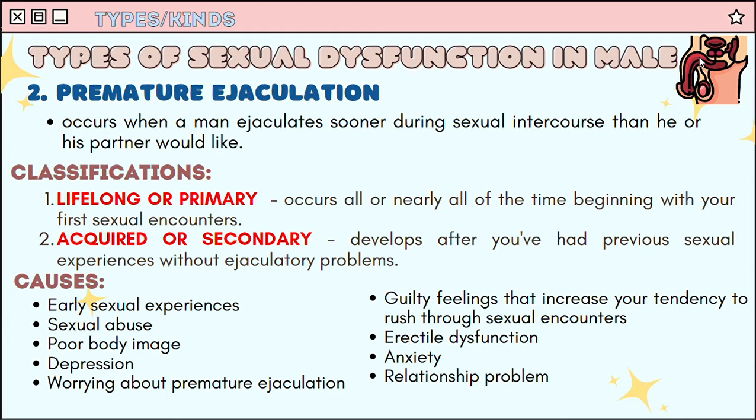So lifelong occurs all or nearly all of the time beginning with your first sexual intercourse. Nag-start siya during the first sexual intercourse. Yung acquired naman develops after you've had previous sexual experience without ejaculatory problems. So, gaya ng kanina, nade-develop lang siya after niya makipag-intercourse sa isang tao. So, this premature ejaculation has no exact causes. Hindi pa alam. Pero, it was once thought to be only psychological.